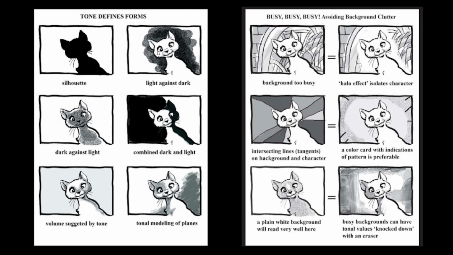Here's some other cool little design guidelines for using tone and lines and simplifying the background, right? So using silhouette, light against dark, dark against light, volume and shading to kind of like really create form and isolate characters against their background. Avoid things like really cluttered or busy backgrounds.